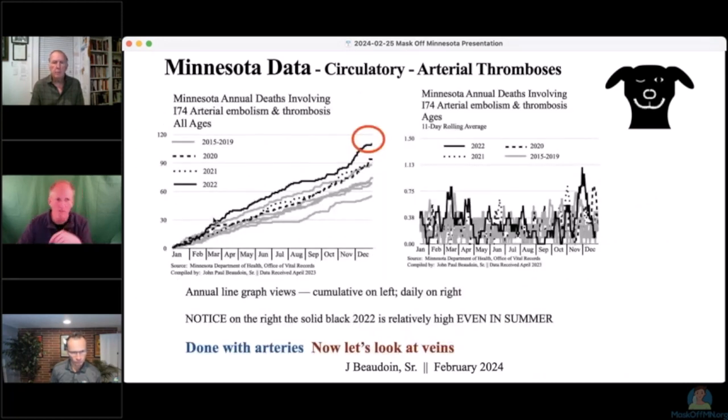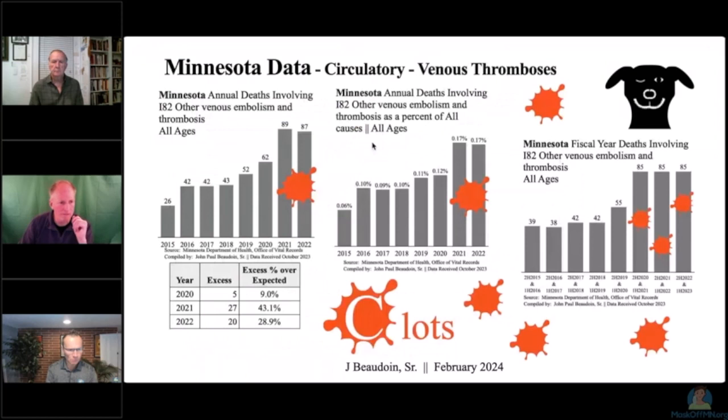This is the cumulative throughout the year, and you see where the spikes are. So the black line is 2022. Why is it up above, like normal would be down here in the summer? This makes sense at the end of the year. A lot more people die, older people, but you shouldn't have this many clots in your arteries. Now let's look at veins.